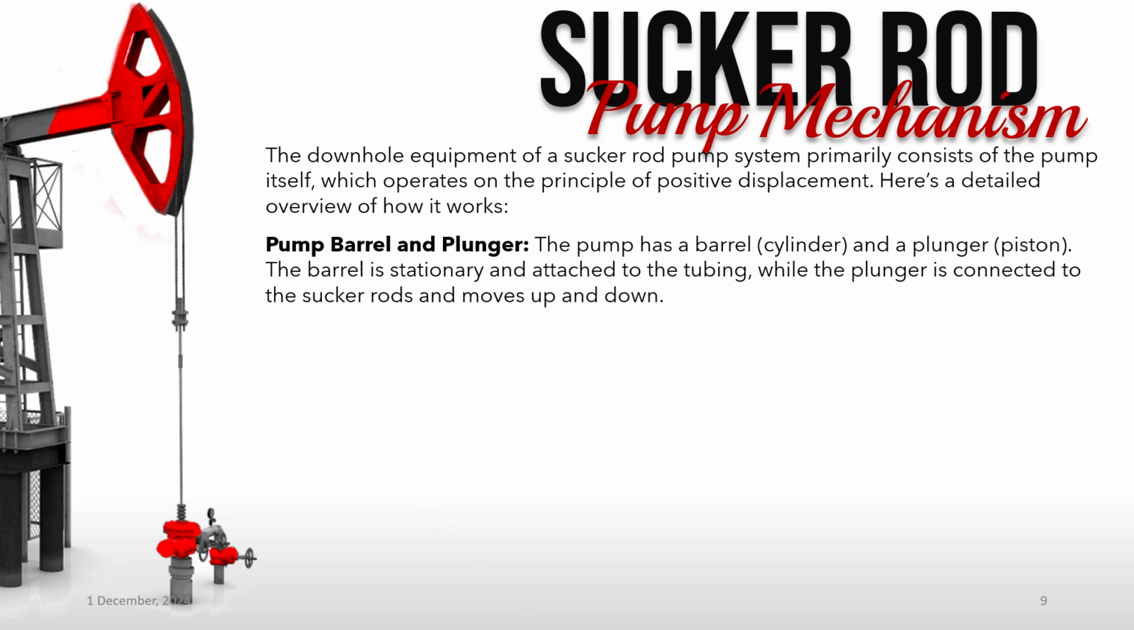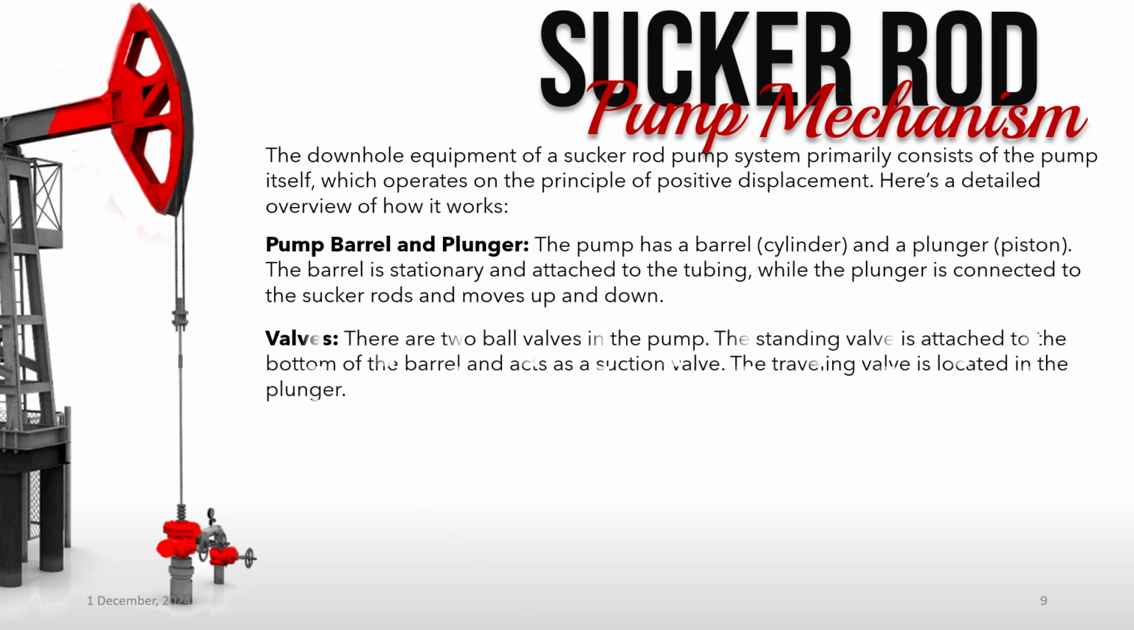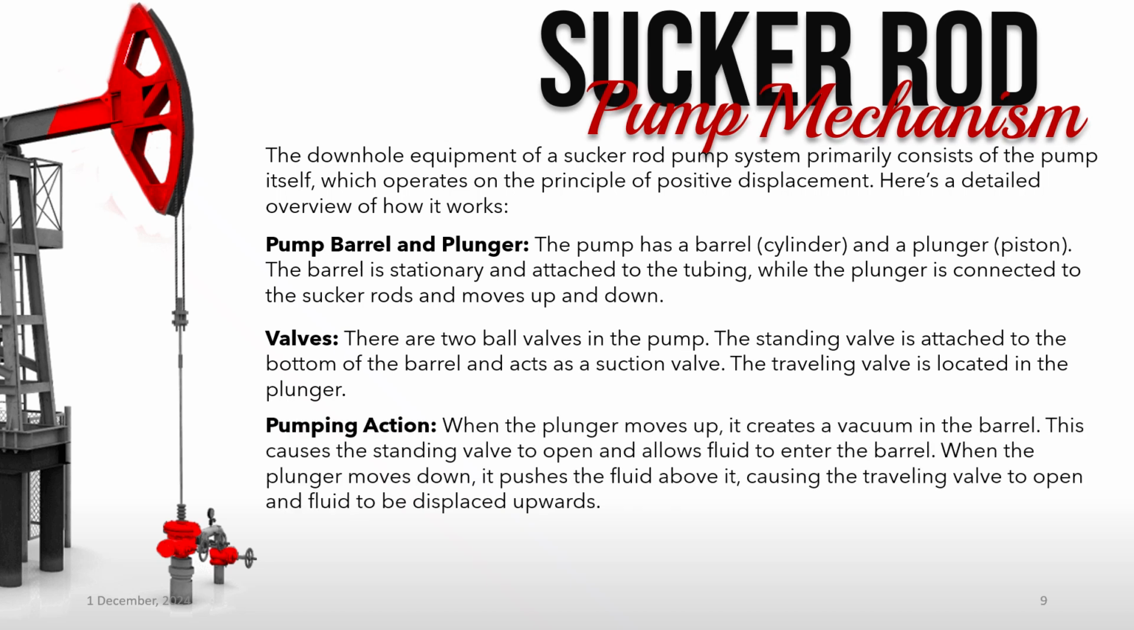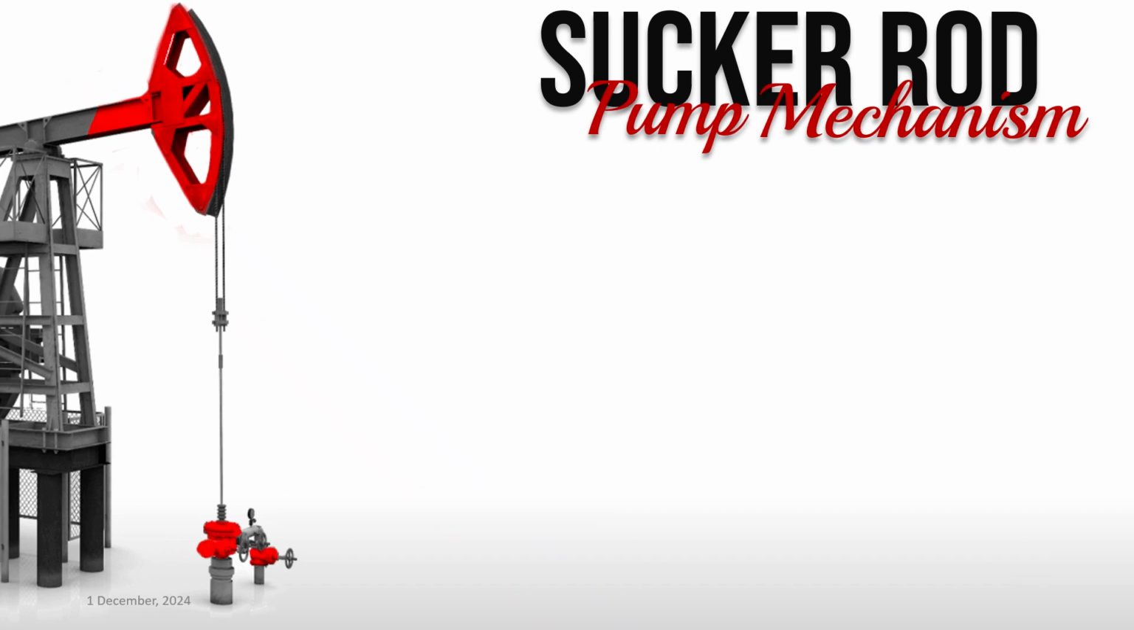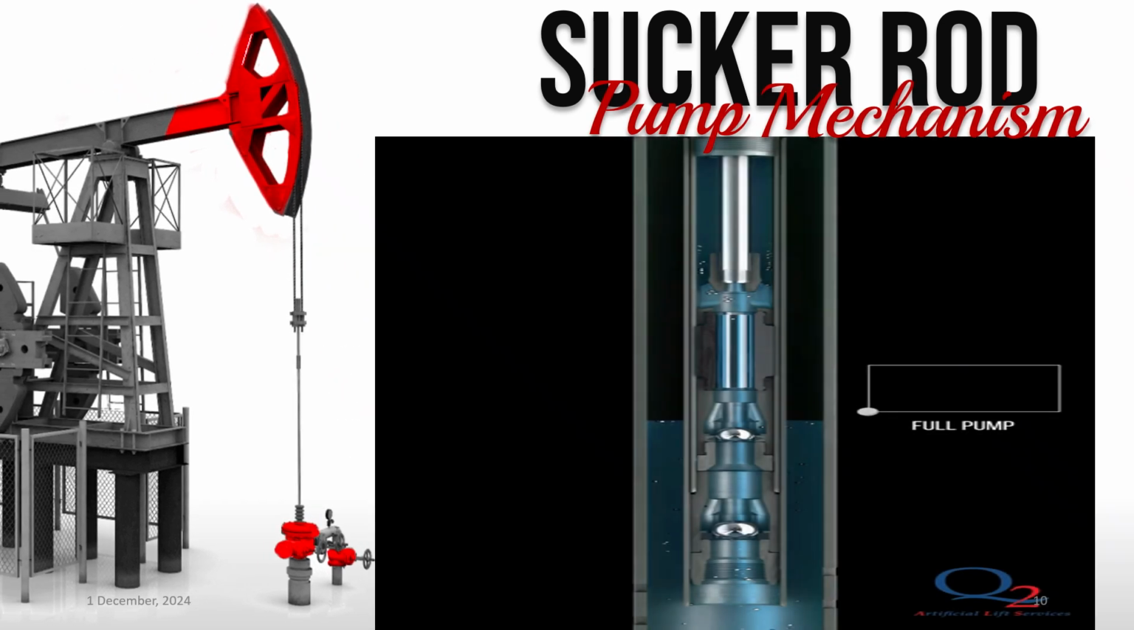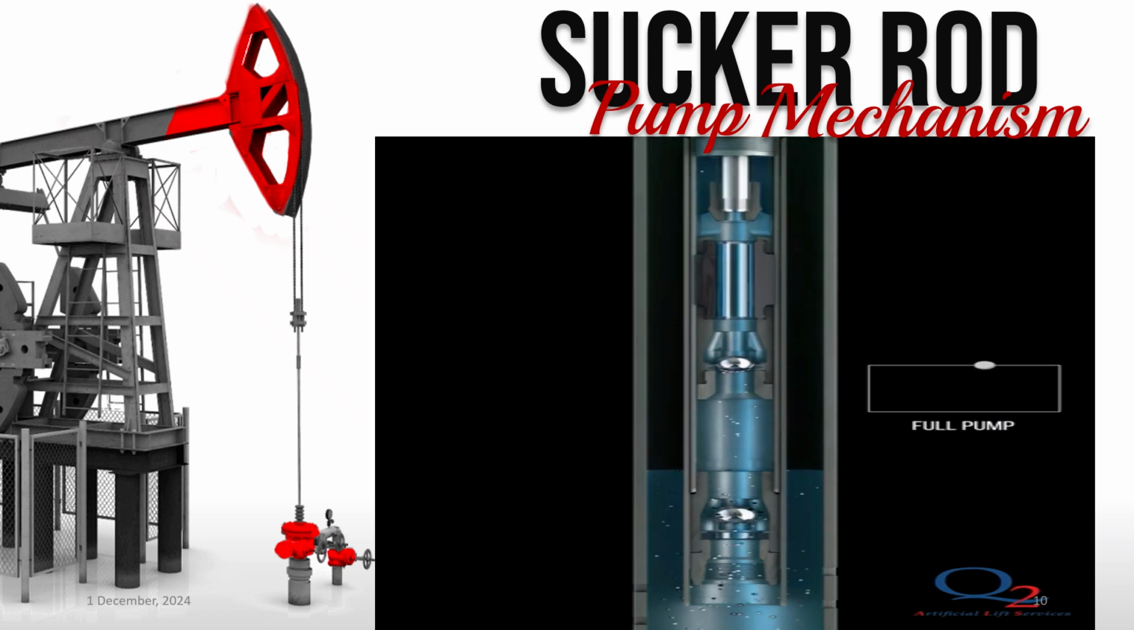Controlling the fluid flow are two critical valves: the standing valve and the traveling valve. The standing valve is positioned at the bottom of the pump barrel and functions as a suction valve. The traveling valve is located within the plunger itself. The pumping action unfolds in two main strokes: the upstroke and the downstroke.